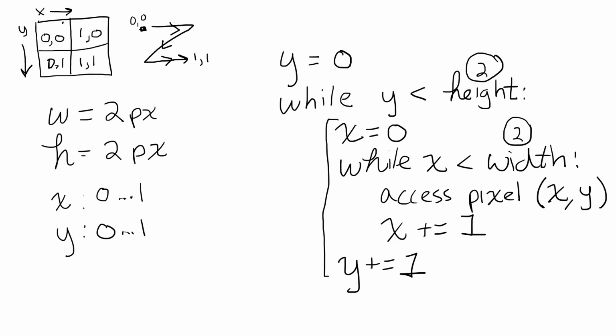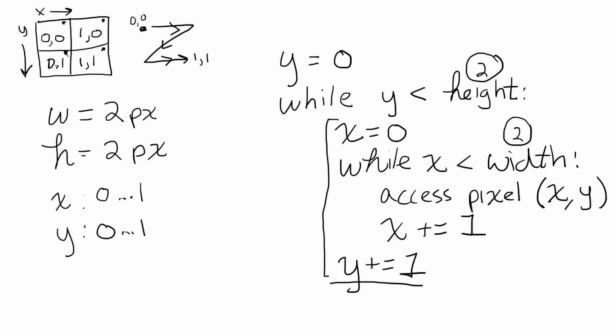Is 1 less than 2? Yes, so now we're going to access pixel 1, 0. All right. We're going to add 1. Is 2 less than 2? No. So now we're going to jump down here, and we're going to add 1 to Y, and we jump back up. Is a Y of 1 less than 2? Yes, and we perform this inner loop once again, and we access pixels 0, 1 and 1, 1. Finally, we add another increment to Y, and now is 2 less than 2?